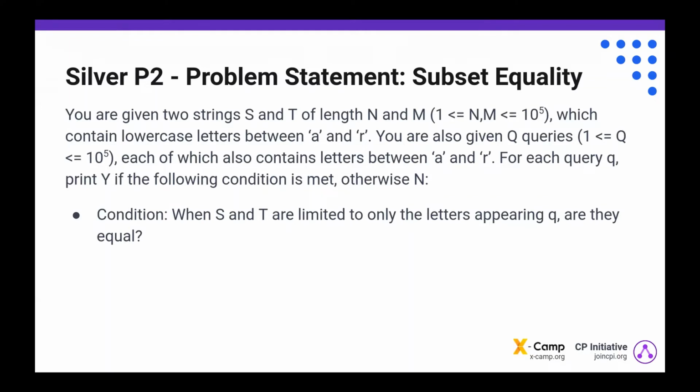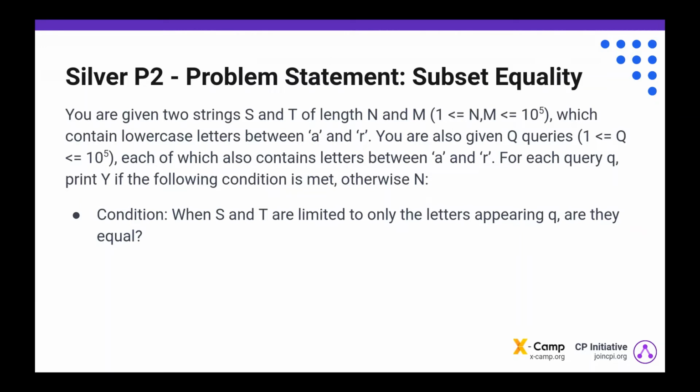You're given two strings S and T. S and T are just the names that we give the two strings, of length N and M. S is of length N, T is of length M, and N and M are both between 1 and 10 to the 5. Each of S and T contains only lowercase letters between A and R.